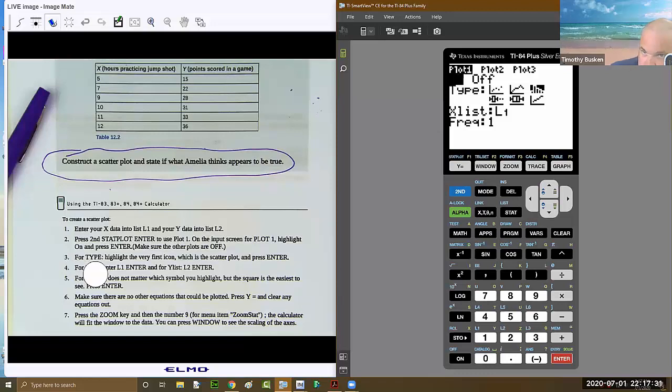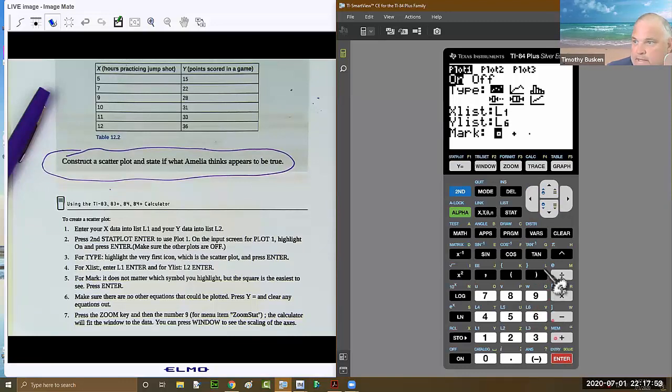Okay, so the next thing is we want to do step three. We want to identify the type of graph that we want the calculator to display. The way to do that is to arrow down and then arrow over to, whoops, I passed it actually. The graph of the scatter plot is the first icon, and then I'm going to hit enter.